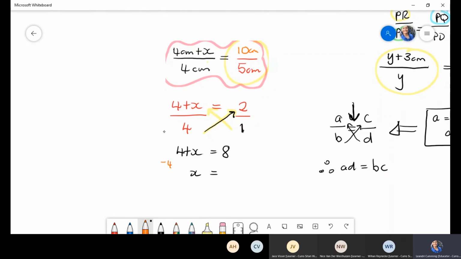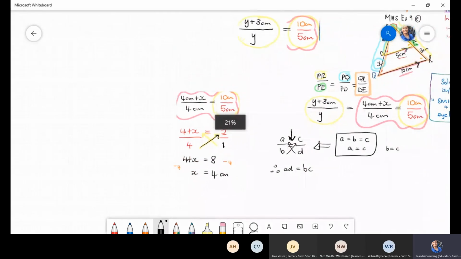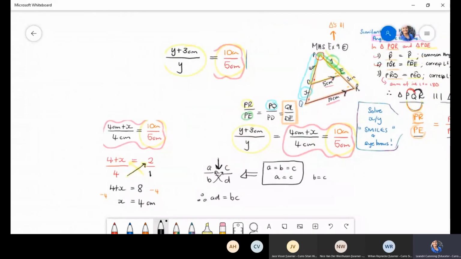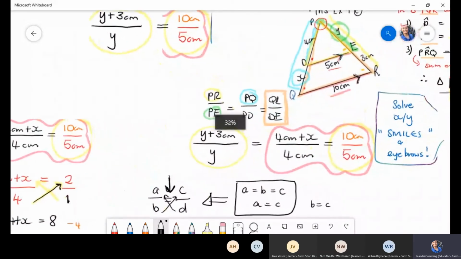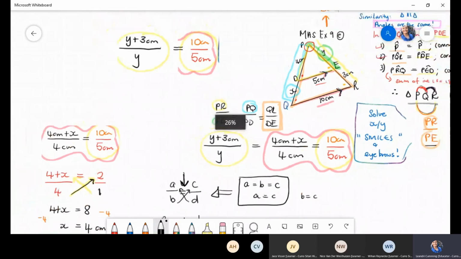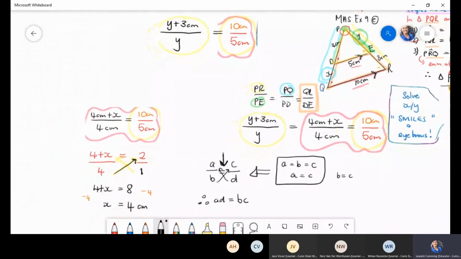So what I do on my left-hand side, I have to do on my right-hand side. Solving equations, 8 minus 4 leaves me with x equal to 4 centimeters. Let's go have a look. Does that look like it's okay? Does it look like it makes sense? Then we basically see, okay, great. If that's 4, and that's 4, then that gives me a total of 8. Okay, cool. That looks right, because that bottom part, QR, was 10.